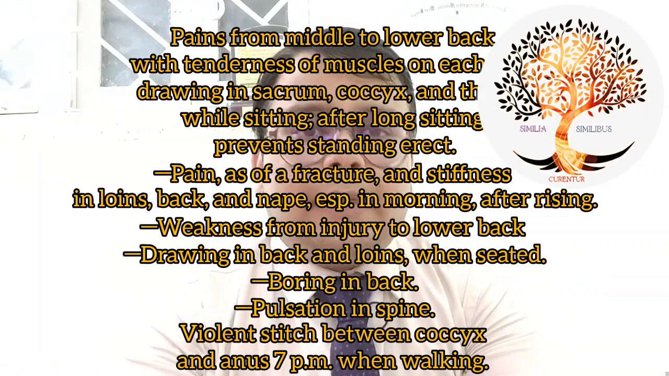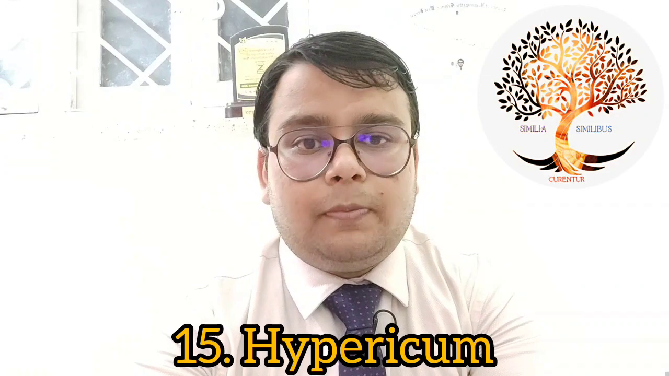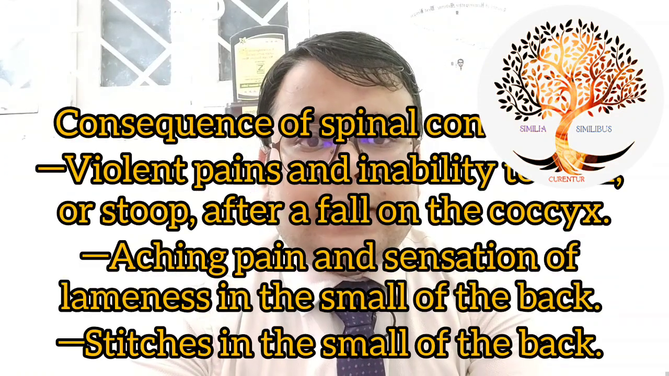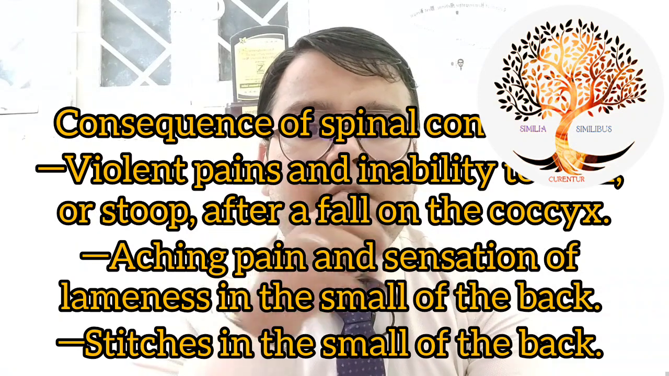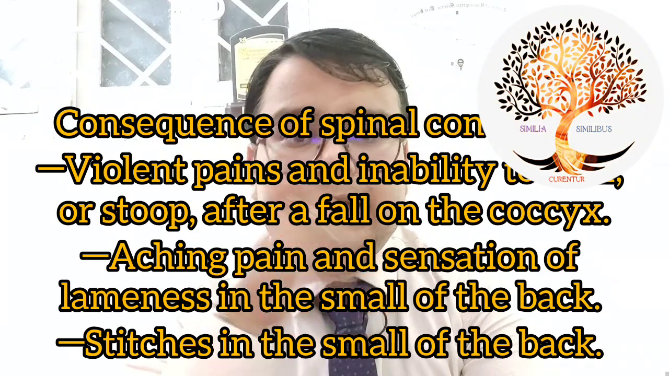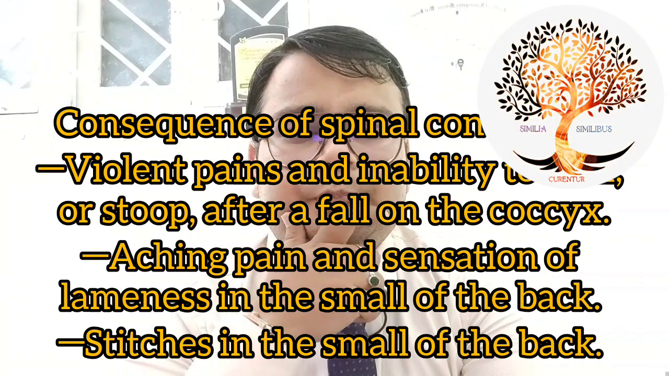Boring pain in the back, pulsation in the spine, violent stitch between coccyx and anus at 7 p.m. when walking, and with this definitely other generalities of thuja must be present in order to prescribe thuja. Number 15 medicine is again a favorite medicine for most practitioners, hypericum. Consequence of spinal concussion, violent pains and inability to walk or stoop after a fall on the coccyx. Aching pain and sensation of lameness in the small of the back, stitches in the small of the back, pain goes from down to upwards.